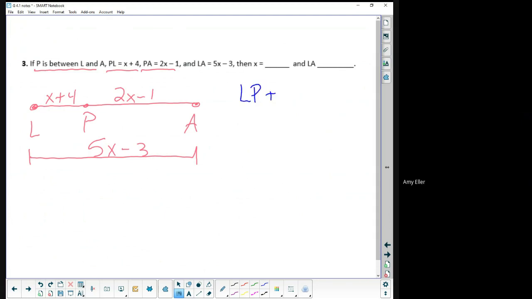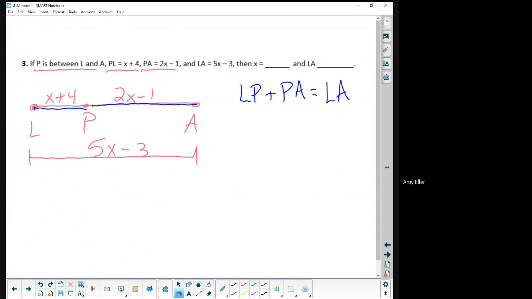LP. Tanner, then what? Yeah. P what? Or PA. Yep. L to P plus segment PA equals what, Taylor? Yep. And it's okay if you say AL. It doesn't matter. You know, it's a segment, so you say LA or AL. Either is the same thing.